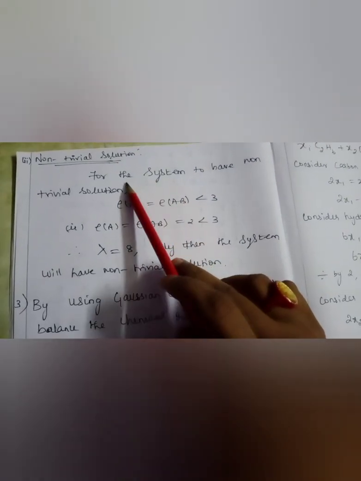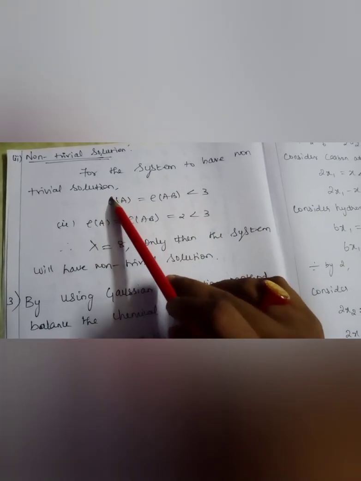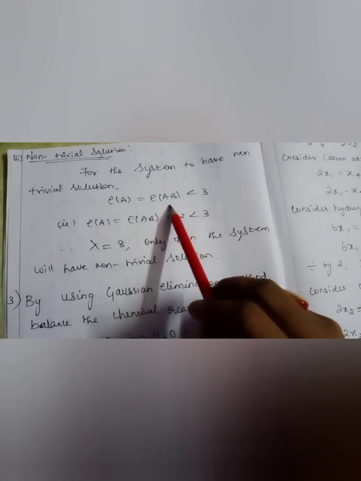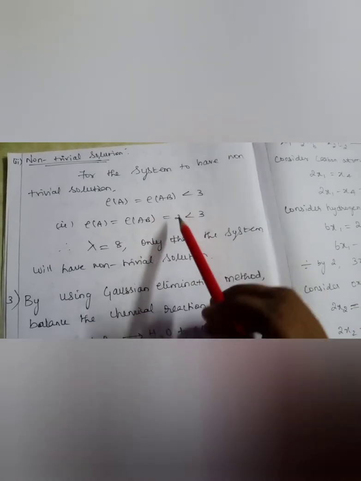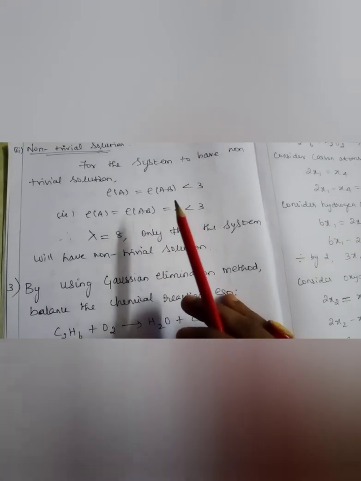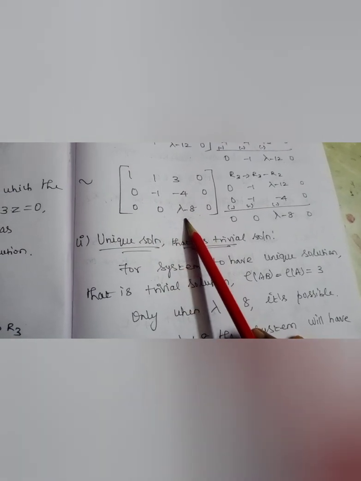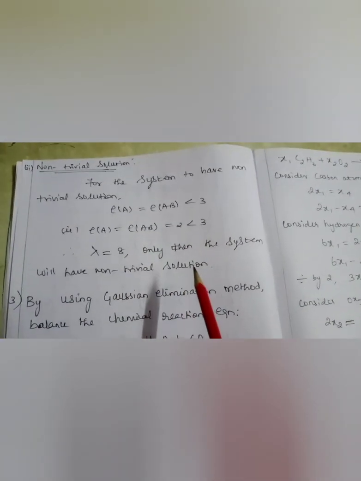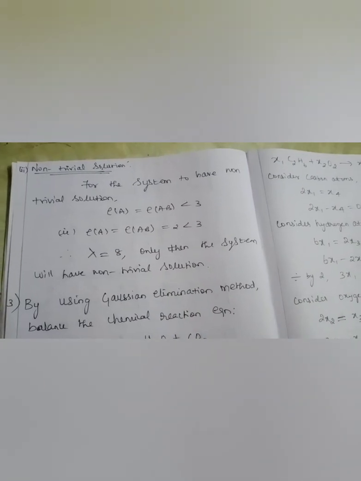Now for case 2, what is the condition? Similarly, the condition for the system to have a non-trivial solution is rho of A is equal to rho of A comma B, and it should be less than 3. That is, it can be either 2 or 1. In such a case, lambda should take what value? It should take 8. Then only, if it takes the value 8, 8 minus 8 will become 0, so the rank of A comma B and A both will be 2. It will be less than 3, so the system will have a non-trivial solution. So this is how we have to solve these homogeneous sums.